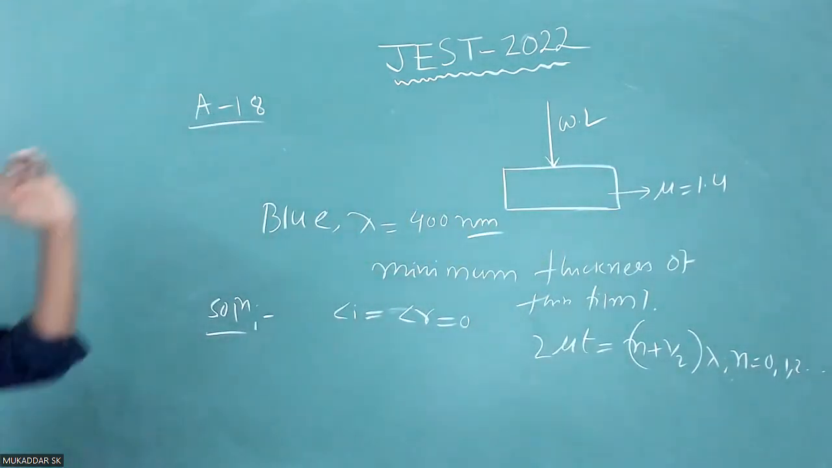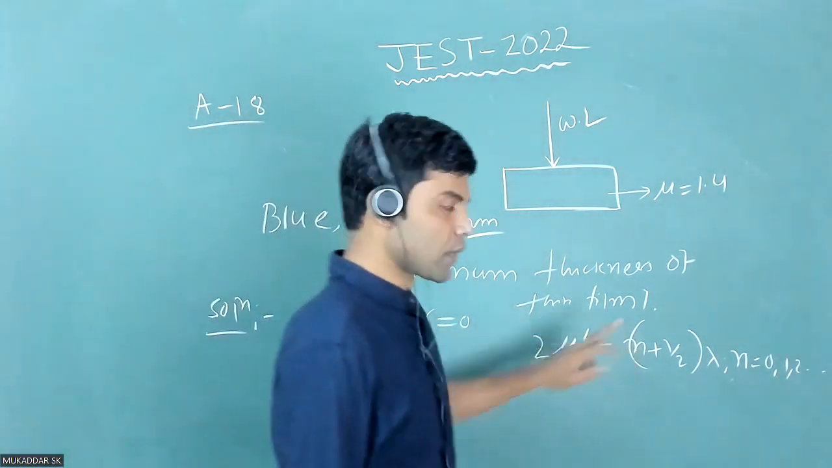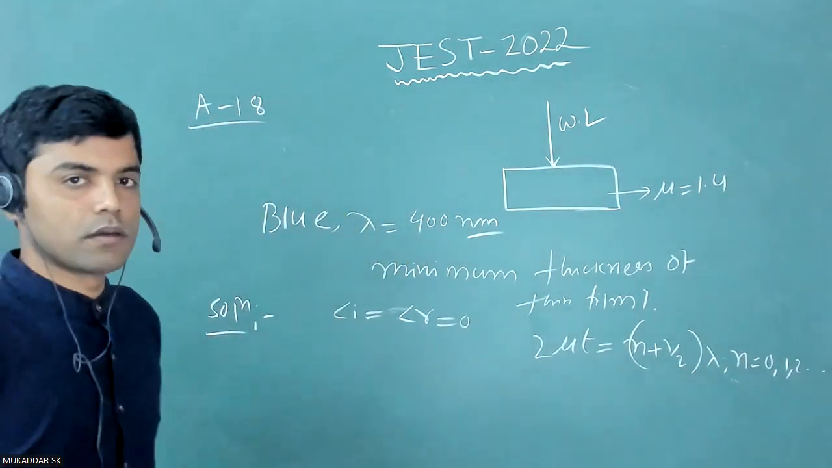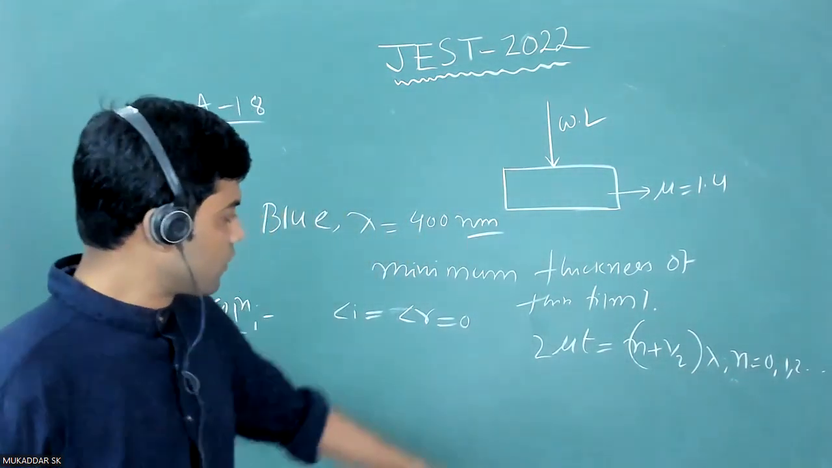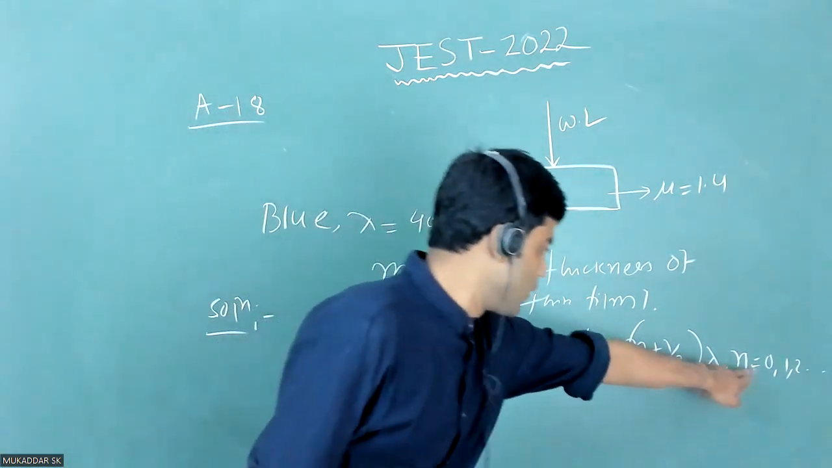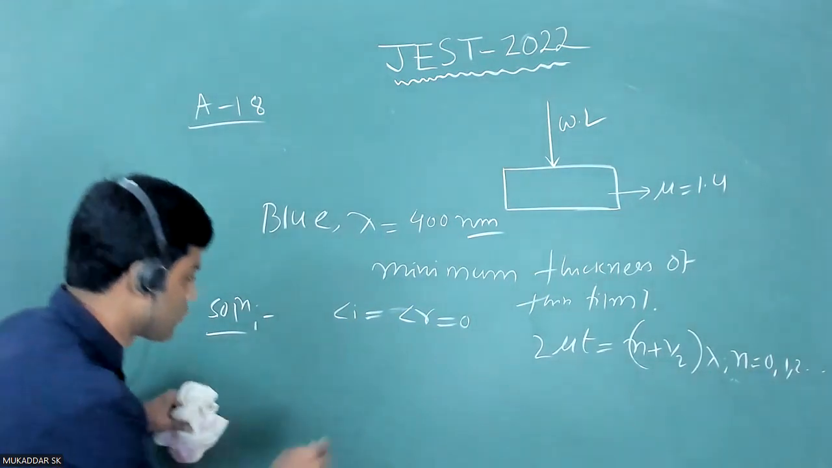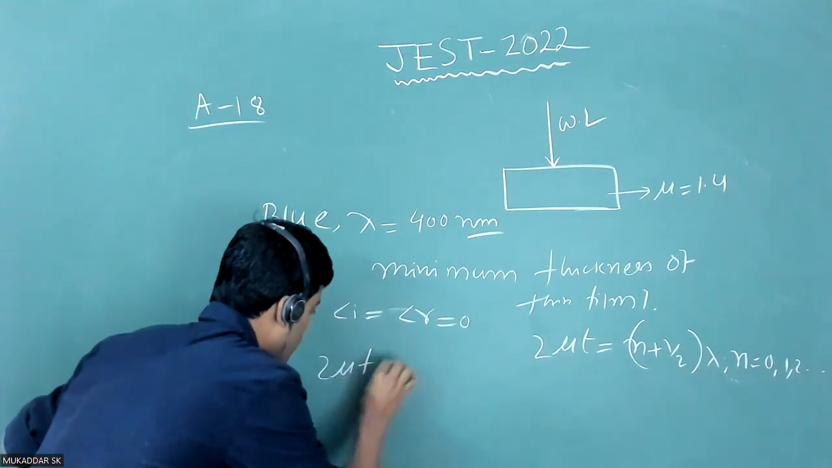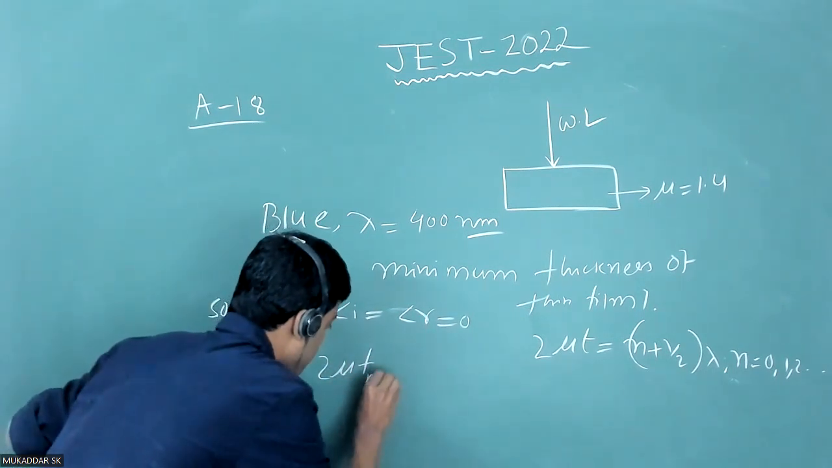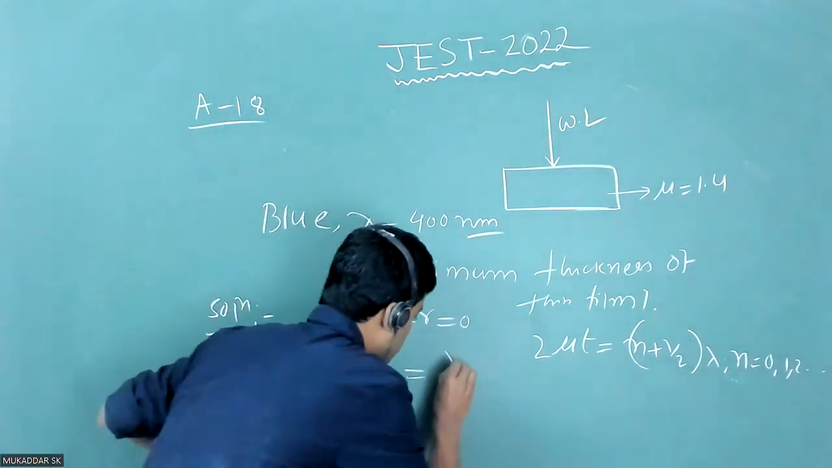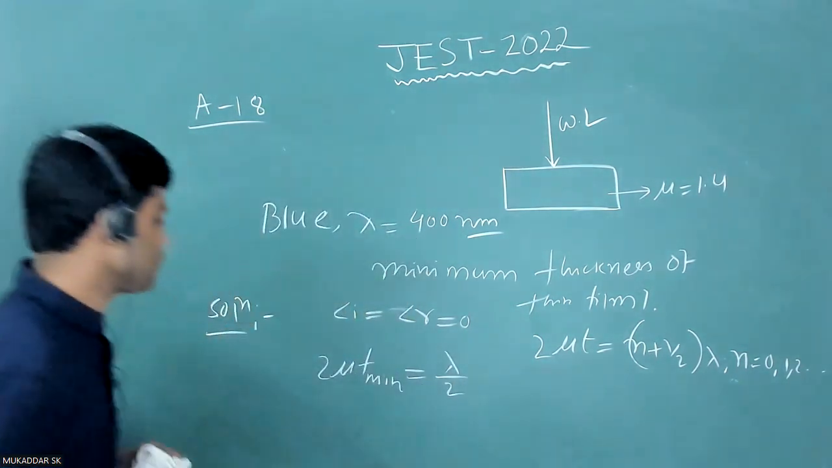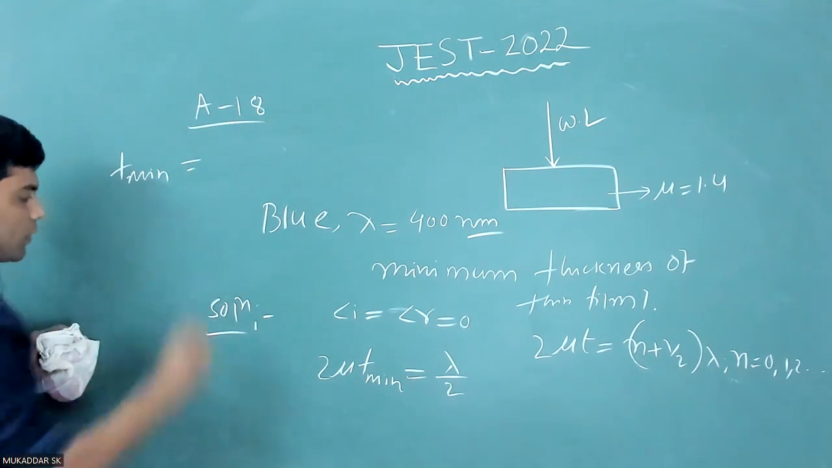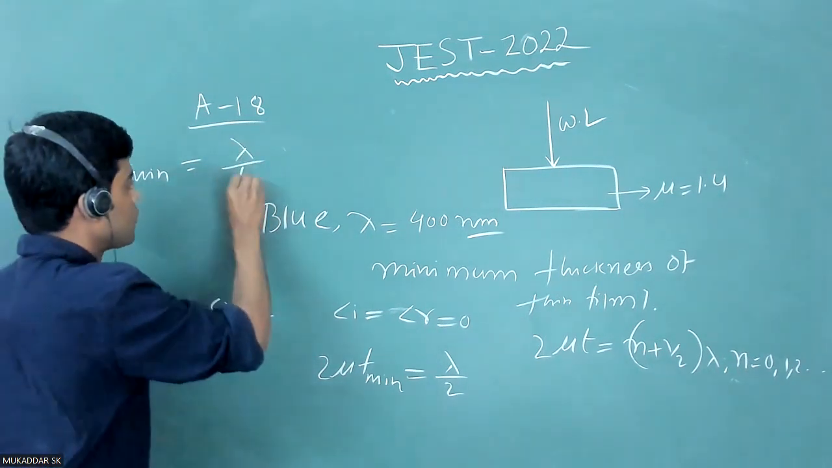Okay, so that thickness depends upon this integer, and that can take values like 0, 1, 2, 3 and so on. And of course that thickness will be minimum when n is having minimum value, and that is 0. Okay, so I'll get minimum thickness when n equals to 0. Now if I substitute n equals to 0, I'll get mu t minimum, and that will be lambda by 2. It means t minimum or minimum thickness of the thin film will be lambda by 4 mu.